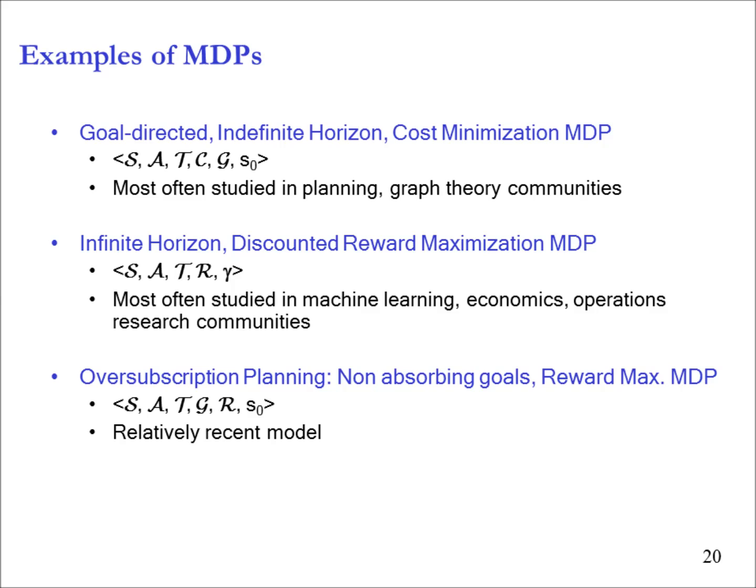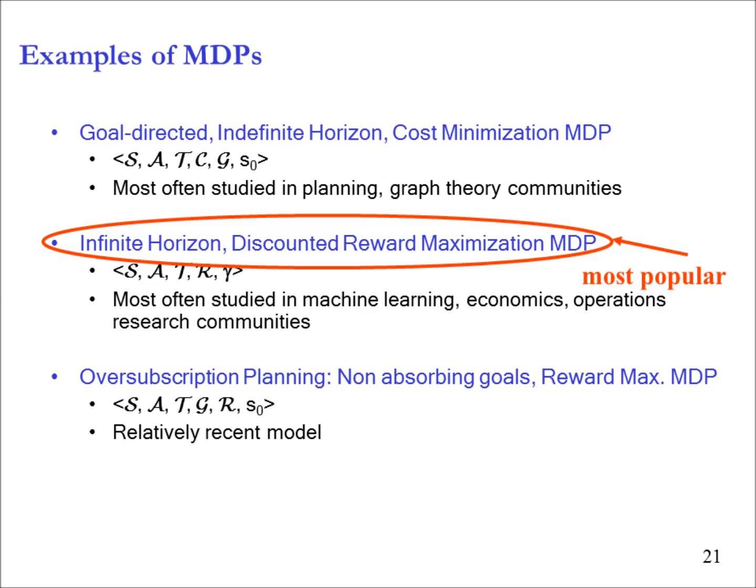The book talks more about this one, and this one, in fact, is the more popular version. It's common in machine learning, economics, operations research communities. We will talk a little bit more about the goal-directed version because it connects to what we have been doing, like A-star search and so on. It's common in the planning community, graph theory communities, and there are other very similar models. As soon as you can come up with this MDP description, it is very likely that the ideas we will discuss today are going to work.